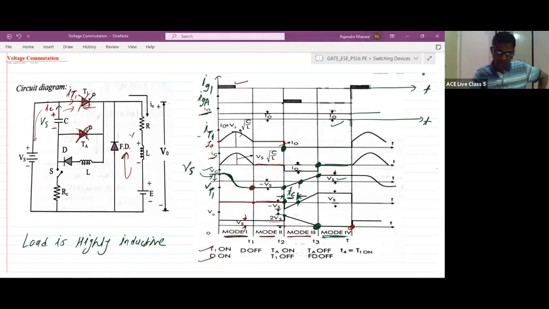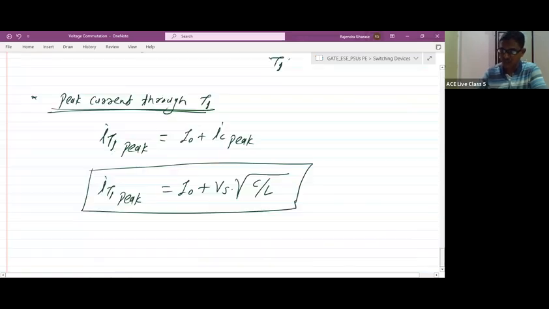I0, yes or no? Why? Because when the auxiliary thyristor turns on, the capacitor discharges through the load. And when the capacitor discharges through the load, how much current is flowing through the auxiliary thyristor? It is a constant current I0, right? So the peak value of current flowing through the auxiliary thyristor is equal to I0 only, right?